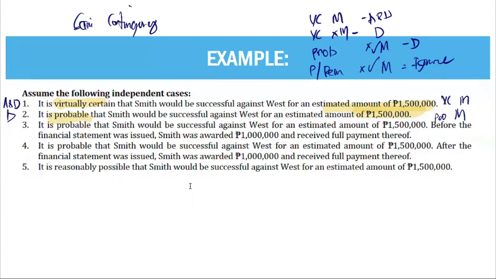Next, it is probable that Smith will be successful. Estimated amount of 1.5, awarded 1 million pesos. So before the financial statement was issued, you are already awarded. So if this is the case, guys, these are events after the reporting period. So we will just answer up to this. So it is probable and measurable. Probable and measurable, you only disclose. Next, it is probable, again, at the amount of 1.5. It's still probable and measurable, you disclose.